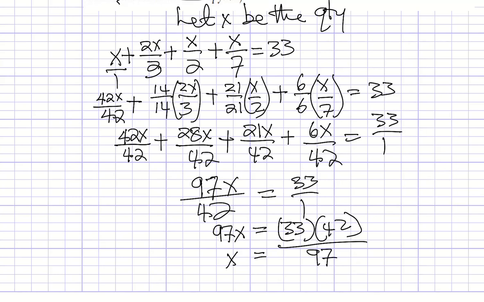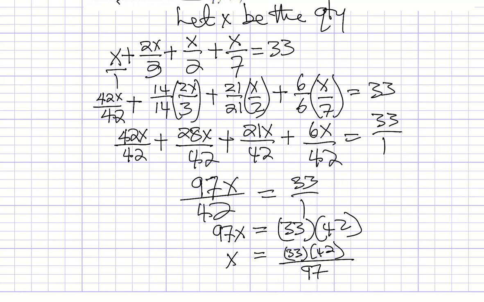Sorry about that, man. Okay. I'm trying to conserve space. Well, I don't want to confuse you. Hang on. I got to do it properly. Sorry. I'm getting lazy. Okay, so x equals 33 times 42 all over 97. You see that, right?